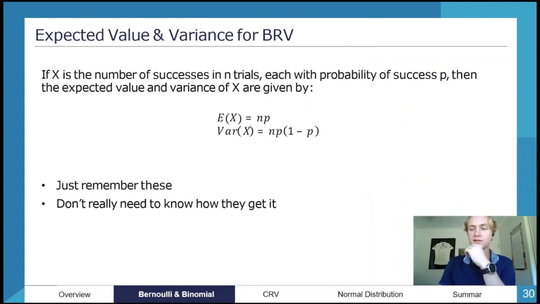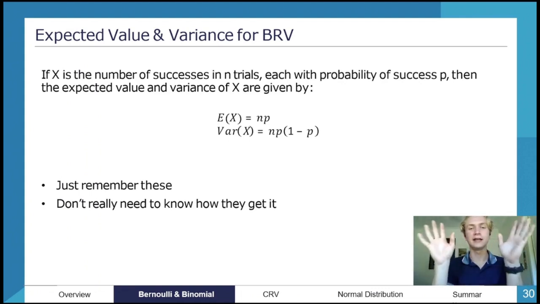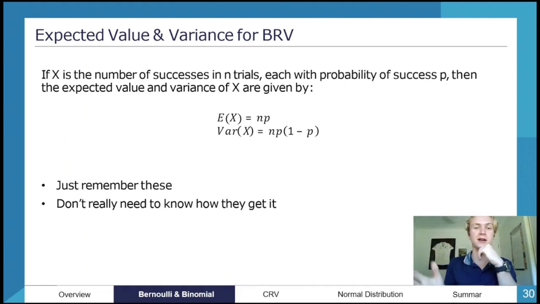Okay, so expected value and variance for binomial random variables. So if x is the number of successes in n trials, each with a probability of success p, then the expected value and variance of x are given by these two formulas. And I've forgotten to highlight these. You don't need to memorize them, you can just get it straight from the data booklet. I will note you do not need to know how to derive these or memorize these. These are on the data booklet.